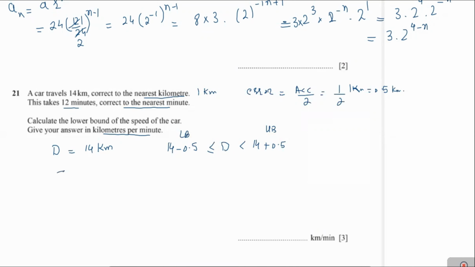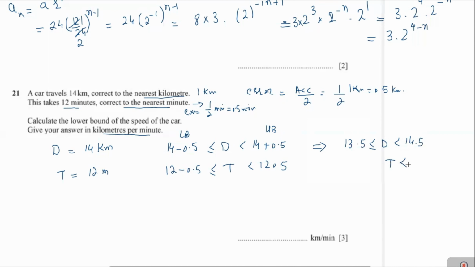Now, same here is the time. When you take the time, that is 12 minutes, and that time you see here is correct to the nearest minute. Therefore, for the nearest minute, the error will be equal to 1 over 2 minutes, and that is equal to 0.5 minute, the error of the time. Now we can write this time as lower bound less than or equal to time less than or equal to upper bound. We subtract and add this value: 12 minus 0.5, and 12 plus 0.5. Now you can write this value as 11.5 and that is 12.5.